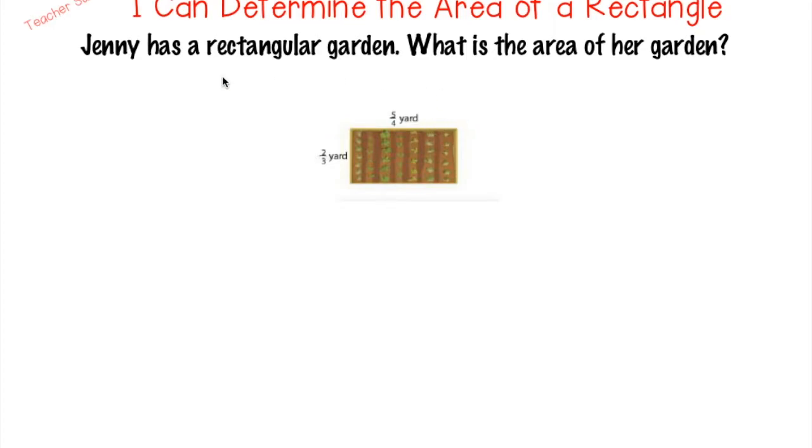Your problem today says Jenny has a rectangular garden. What is the area of her garden? And we're able to determine that because we're looking for the area of a rectangle. So I want you to take a minute and see if you can work this out before I show you how to solve it. When you're ready, you can hit the next button on your notes, but I want you to take a minute and see if you can figure this out.